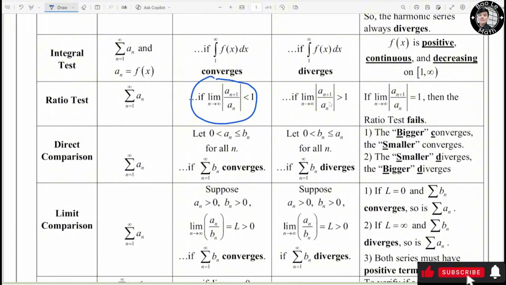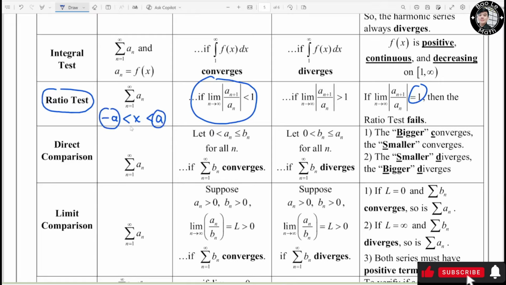If this is greater than 1, the series diverges. If this equals 1, the ratio test fails, so you would have to use another test to determine the convergence or divergence. Keep in mind, when you use the ratio test for the interval of convergence, you only have the open interval, which is -a less than x less than a. So you would have to check the endpoints to see if the series converges at the endpoints.